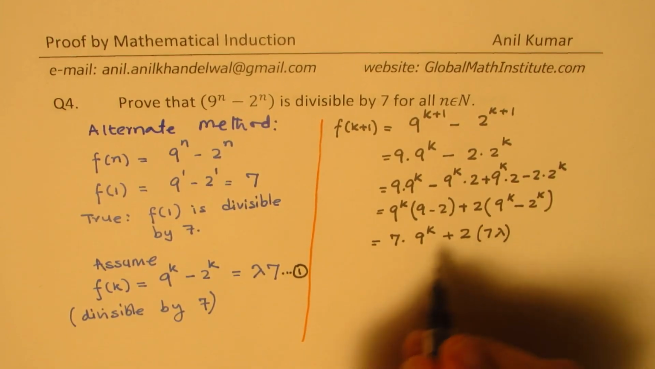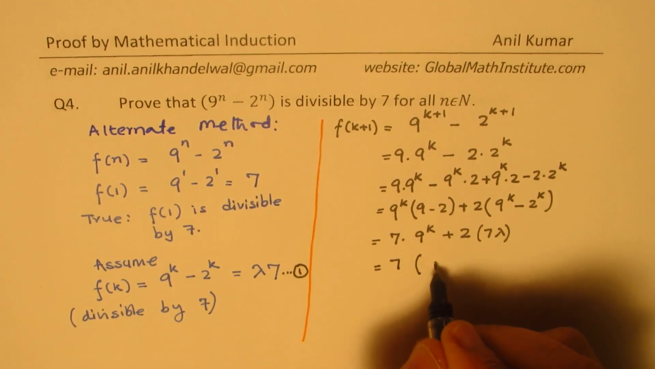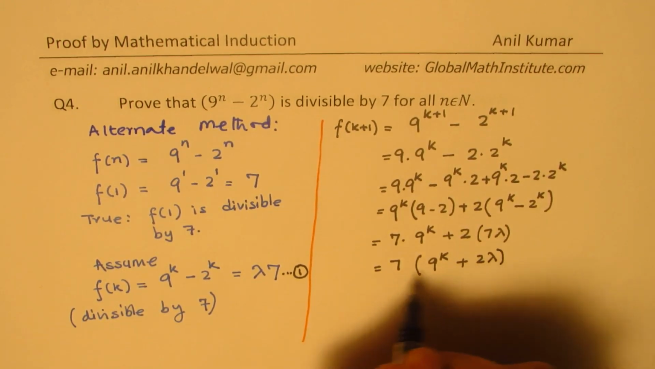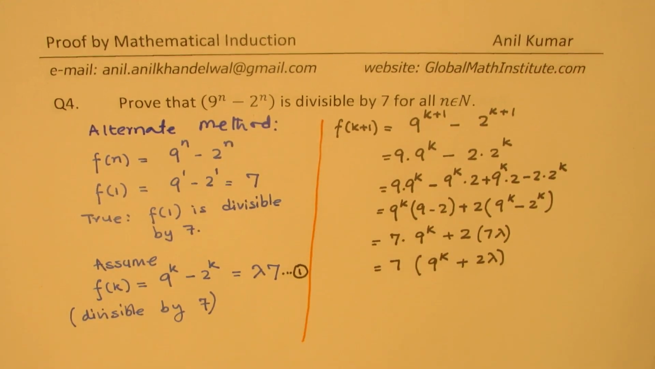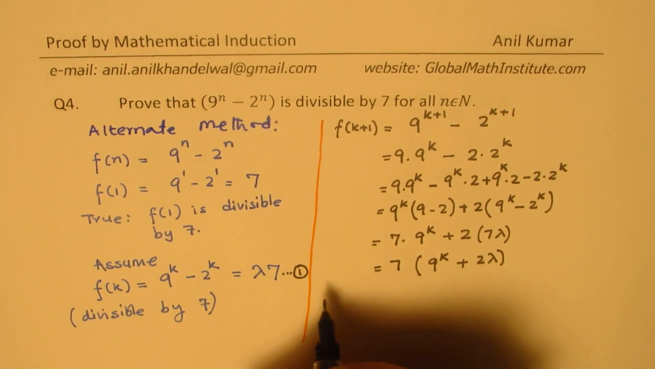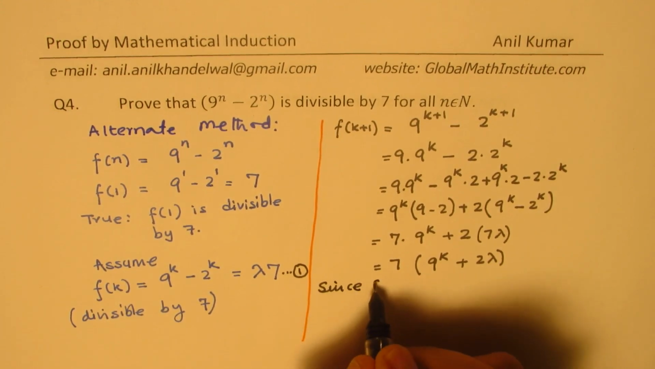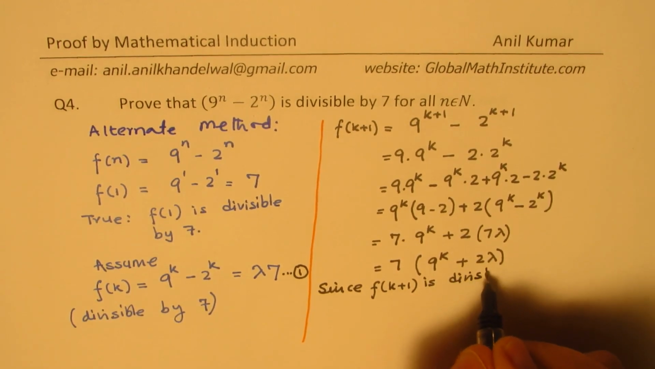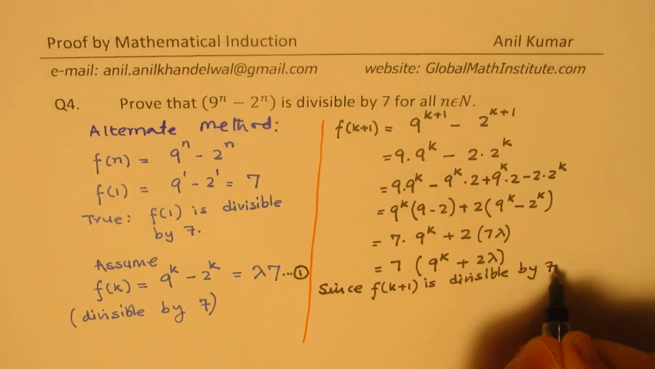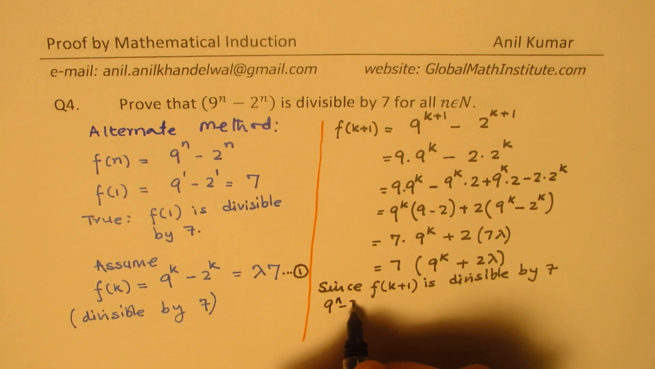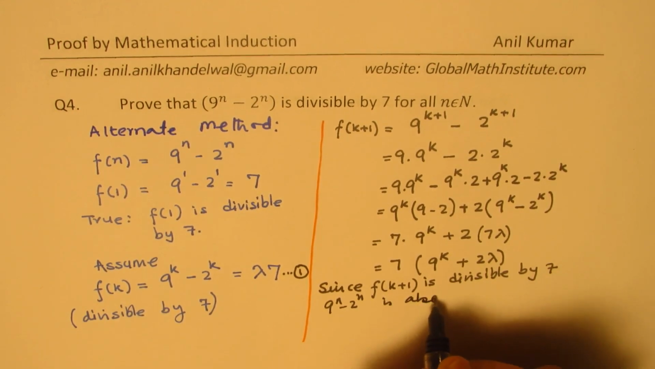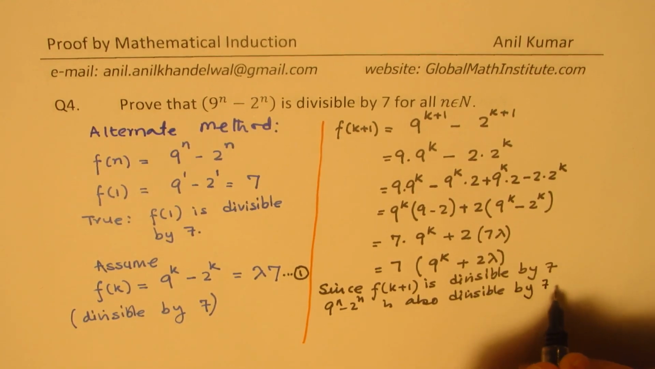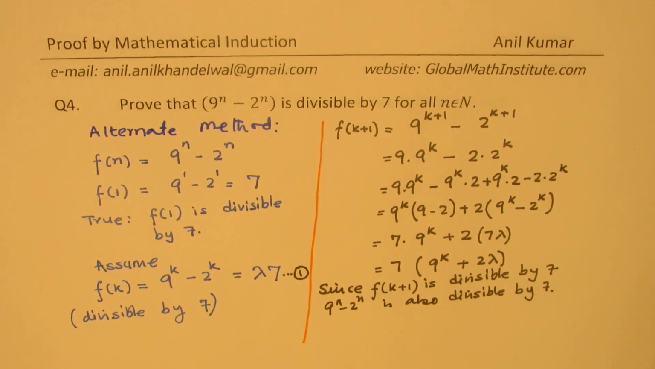So from both these equations, we can take 7 as a common factor, and what we get is 9 to the power of k plus twice lambda. So that clearly shows that f of k plus 1 is divisible by 7, right? So we can write, since f of k plus 1 is divisible by 7, 9 to the power of n minus 2 to the power of n is also divisible by 7. Is that clear? So that becomes the proof, correct?